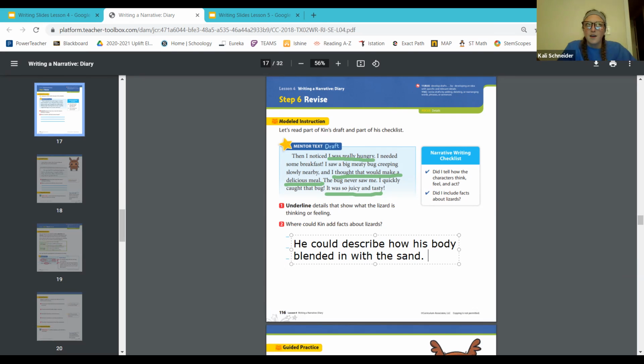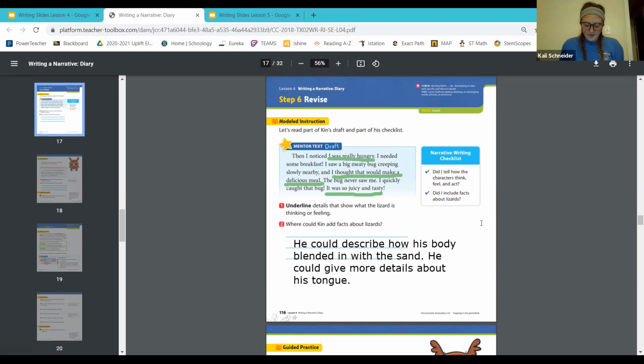So we learned facts about lizards, and lizards have facts and details about their tongues. So we could say he could also have included more details about his tongue and how he uses his tongue to eat, right? So those are definitely big things that we could be adding to. He could add more facts because he gave good actions and feelings and how he was thinking, but we want to make sure we're including those facts because it's a narrative diary and we read those mentor texts to help us get those facts in the beginning.